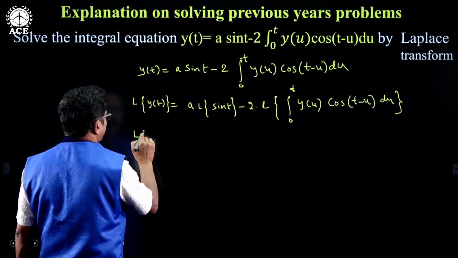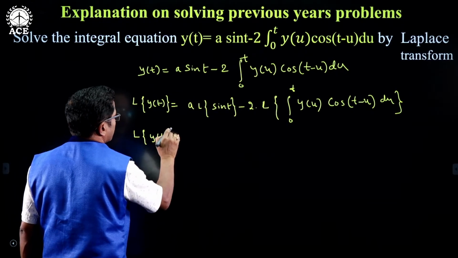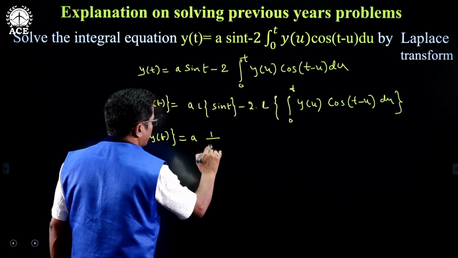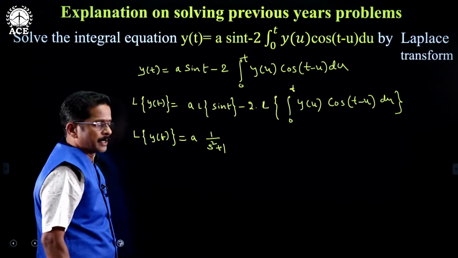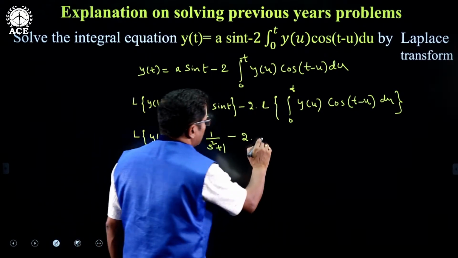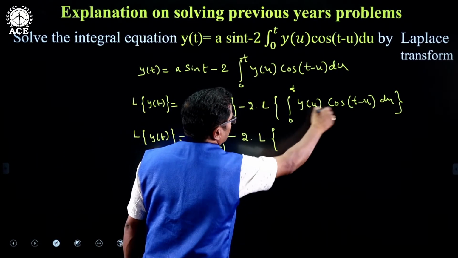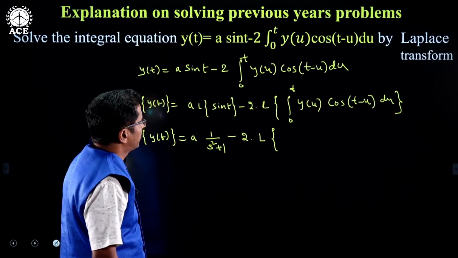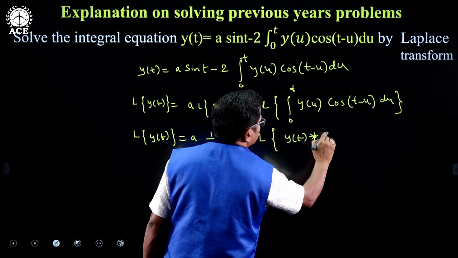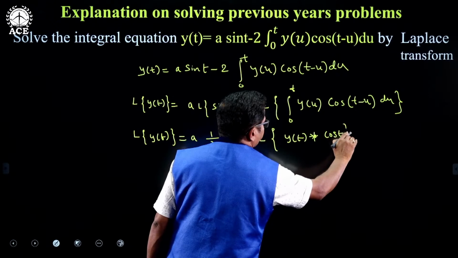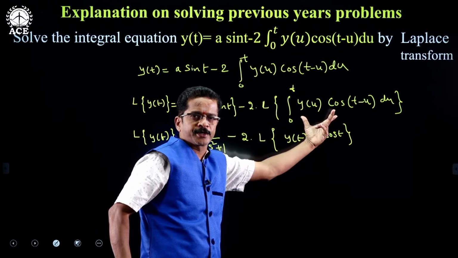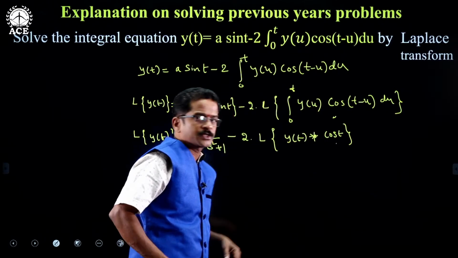So L of y of t I am writing as it is, which equals a into Laplace transform of sin t, which is 1 by s square plus 1, minus 2 into L of y of t star cos t. Can we write this way? Because it's a convolution product definition. As per the convolution product, I can write y of t star cos t.